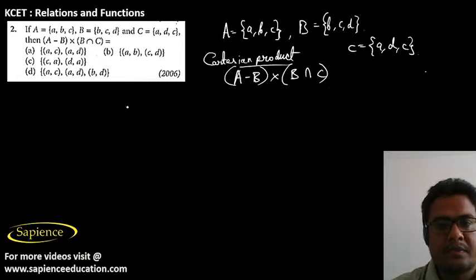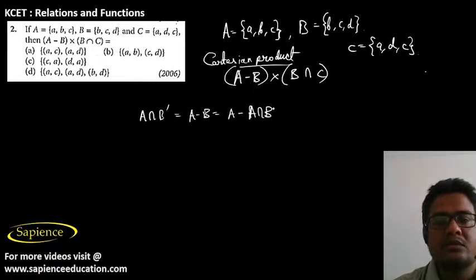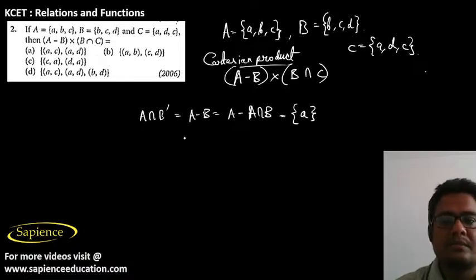A minus B means we have to do A intersection B complement. Or we can say A minus B is equal to A minus A intersection B. We have to exclude those elements which are common to A and B. That will be the set, B and C are common, so that will be the element A.